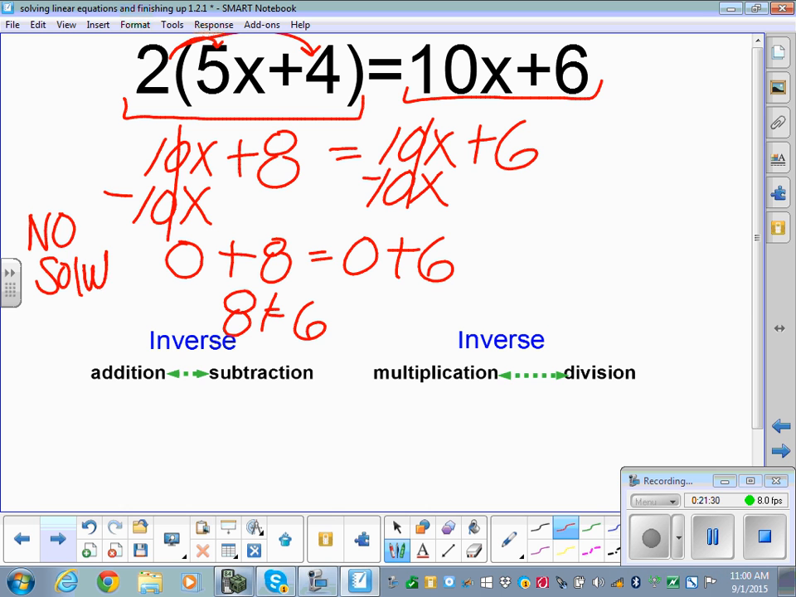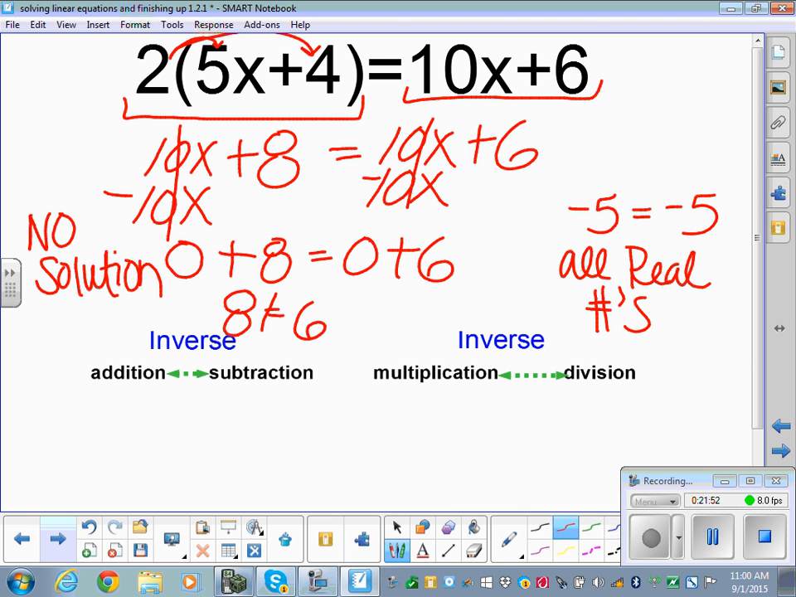But once again, let's say this happened, your variables canceled out and you ended up with, for example, a true statement such as negative 5 is equal to negative 5. Is that a true statement? Yes, so in this case it would have been all real numbers. So any number that you plug in will work. If you get a true statement, then any number that you plug in, 1, 2, 3, 4, 5, and so on, whatever number you plug in will work. If you get something where it's not a true statement, no solution. Okay, questions on that?